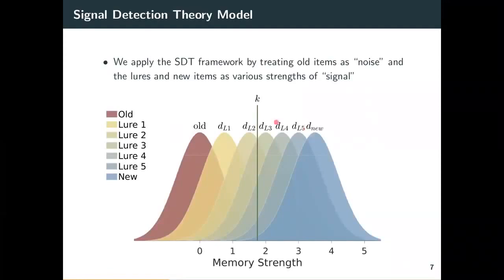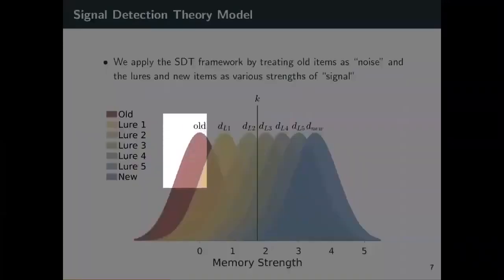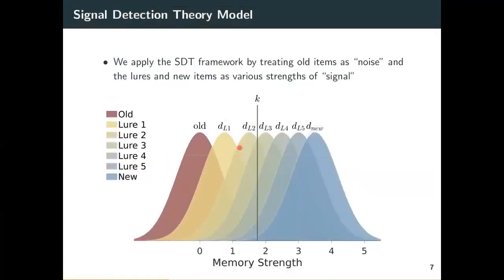We implement this in a slightly unusual way, treating the old stimuli as noise with a d prime of 0 and the new stimuli as signals with various levels of strength through the lures ranging up to completely new. So now responses to the right are correct rejections if they come from the new stimuli, or misses if they come from the old stimuli, and responses to the left are false alarms and hits.